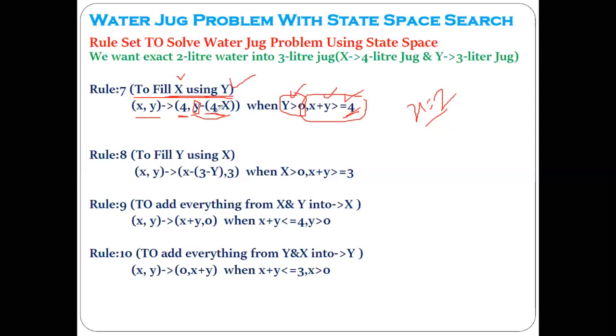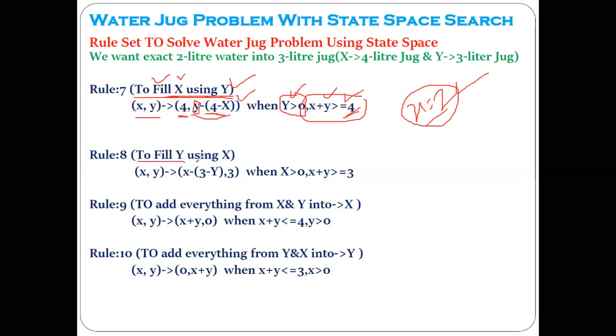y minus (4 minus x). So you should pour water from y into x up to the remaining capacity of x. That is the meaning. Got this? This is a very important rule. Did you understand this rule?